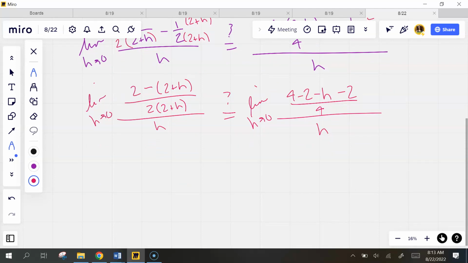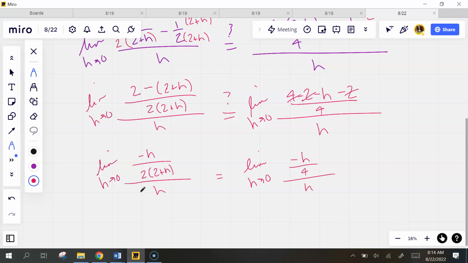All right, let's clean it up a bit. 2 minus 2 cancels. So I have negative h over 2 times 2 plus h all over h. Four minus 2 minus 2, so negative h over 4 over h.